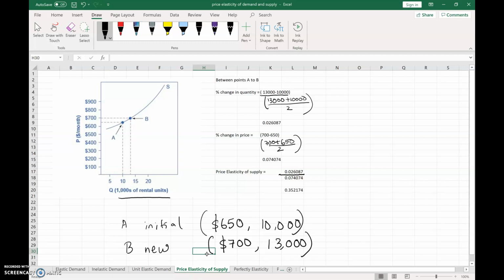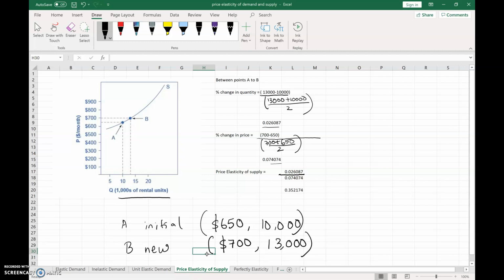13,000. We use the midpoint method, calculate the percentage change in quantity between these 2 points, which is the new quantity 13,000. From that we subtract the old quantity 10,000, divide by the average of the two quantities. So this is the number we get here. Then we have the percentage change in price, which is 700 minus 650 over the average of 700 and 650. Doing the calculation, this is what we get.